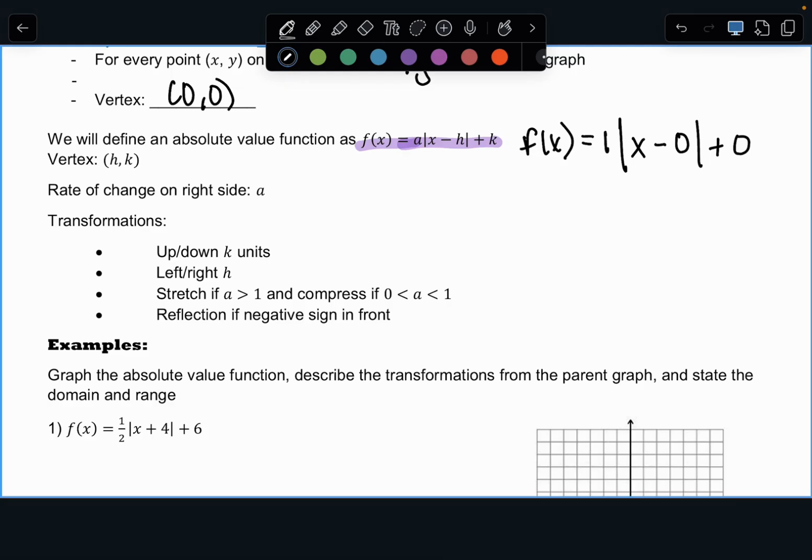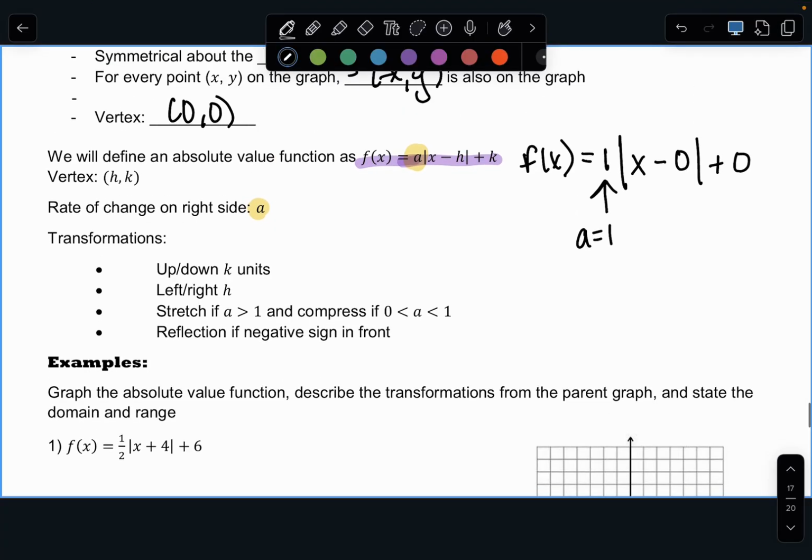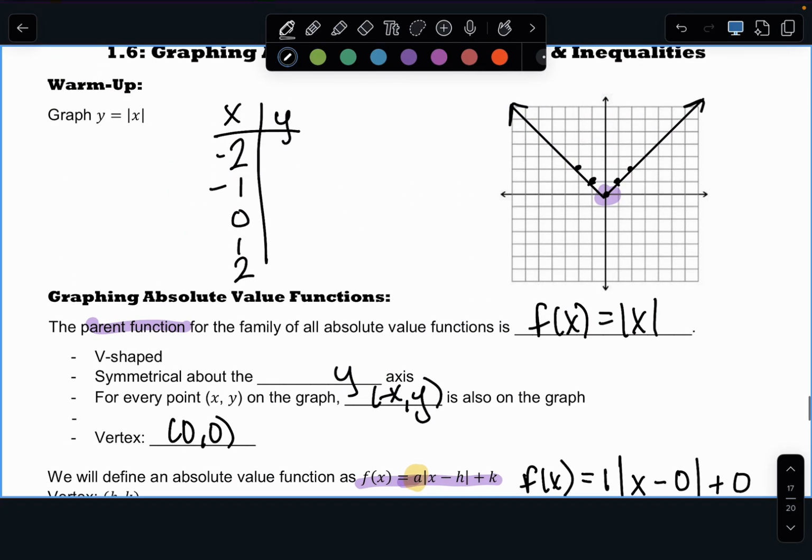So A is your number out in front. A tells you the slope of the right side of your graph. So if we look at our parent function, what was A? 1. A is 1. And if we look at the slope of the right side of our graph, we went up 1 over 1. The slope was 1. Up 1 over 1. So that number in front tells you the slope of the right-hand side.